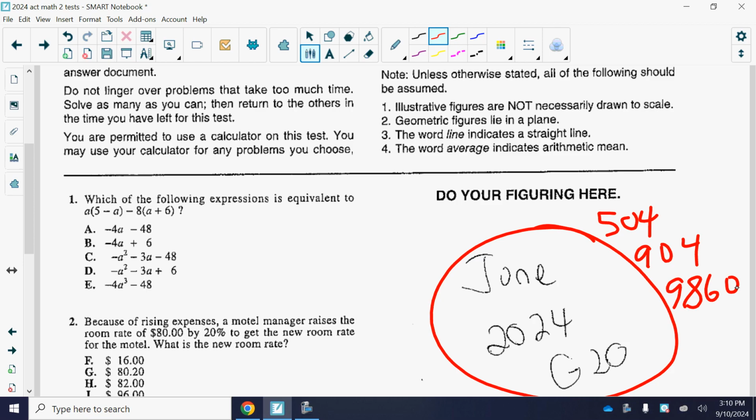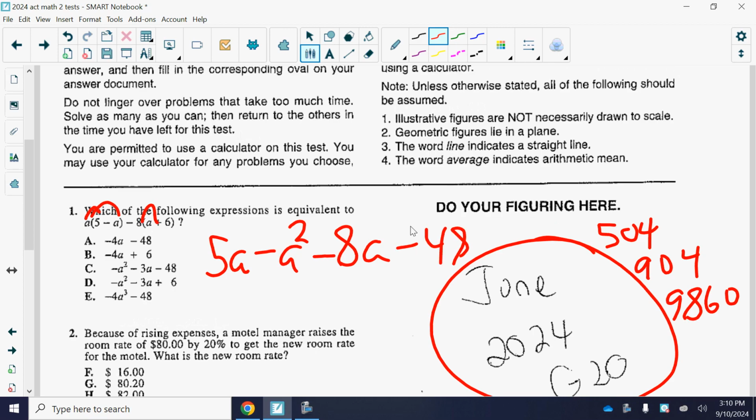Distribute the a, which means give it to both. So that's 5a minus a squared. Then you distribute the minus 8, so that makes both of them change the sign when you distribute a minus. So what's left is the negative a squared minus 3a minus 48. Correct answer, C.